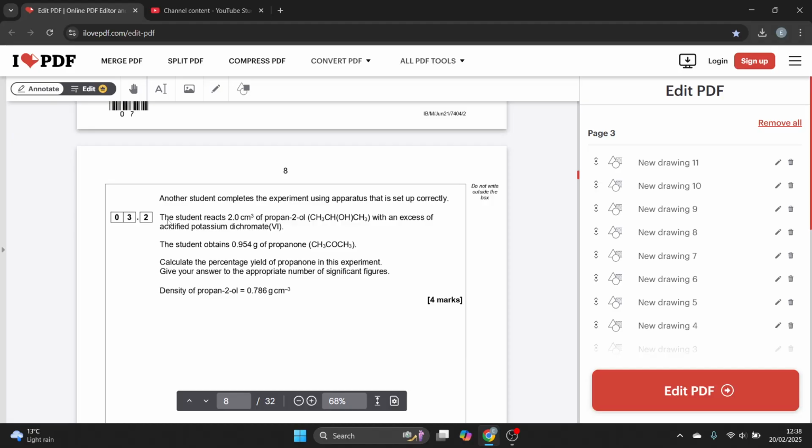Question 3.2. This should complete the experiment with the apparatus set up correctly.